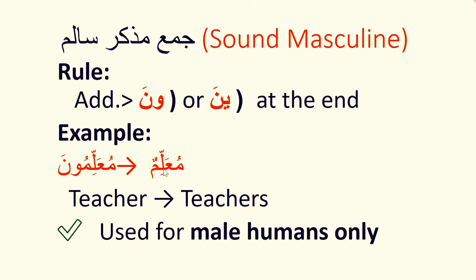So now you can see easily here we have the example muallimun. Okay, so muallimun is singular, but muallimuna is the plural masculine, like plural verb. At the end of muallimun we put waw and noon, so it makes plural verb. And we can use muallimuna for male humans only, not for female humans.